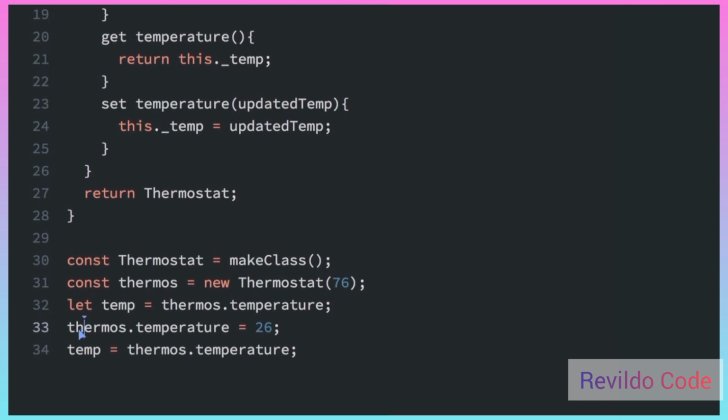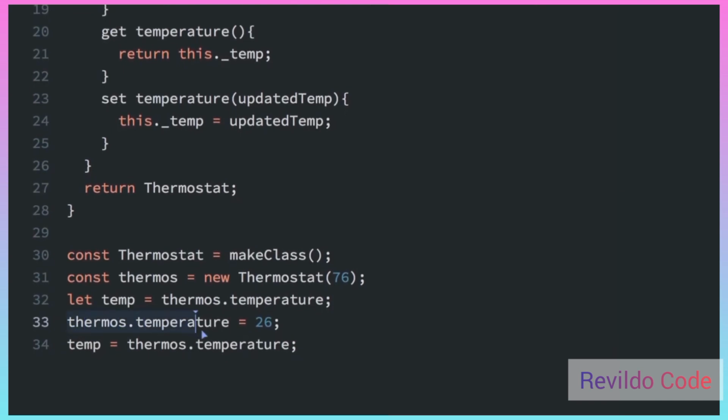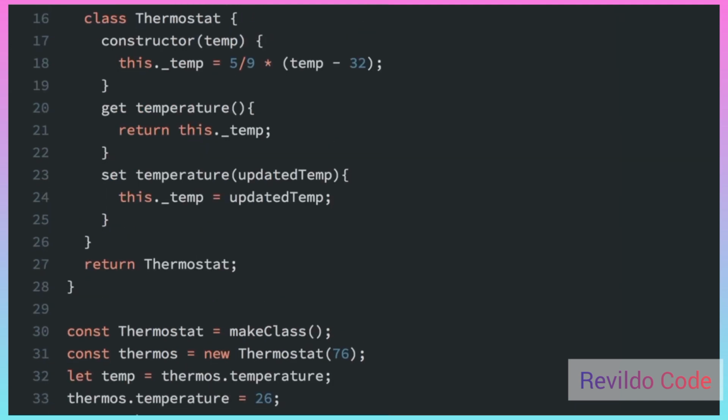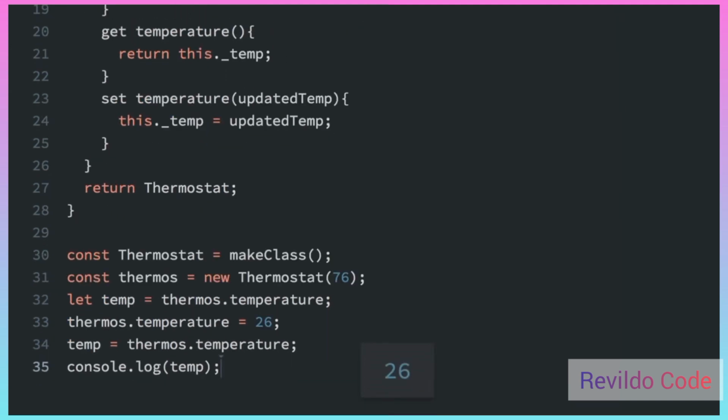And then we can use the setter here, thermostat equals 26, and then it sets it with the updated temperature. And now we can say temp equals thermostat. And if we do a console.log here, we can do that with the temp, and it should have the new temperature. If I load that, 26.